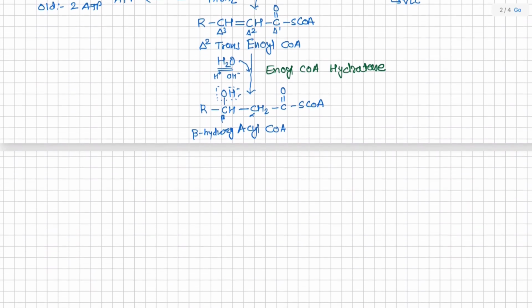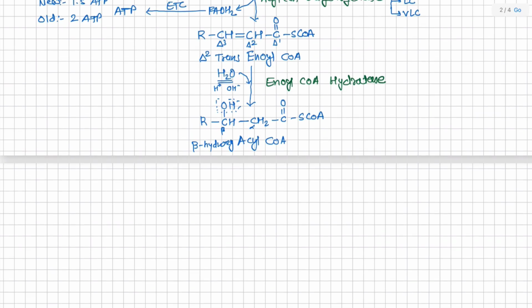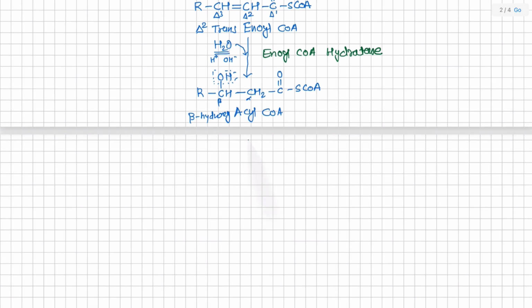Now next, what happens to this beta hydroxyacyl coenzyme A? As I told you earlier, these double bonds are problematic for beta oxidation, right? So now that double bond is removed. So now this beta hydroxyacyl coenzyme A undergoes one more round of oxidation. This is the second oxidation. Here also 2 hydrogens are lost, but both hydrogens are given by this beta carbon. One hydrogen from here and one hydrogen from here.